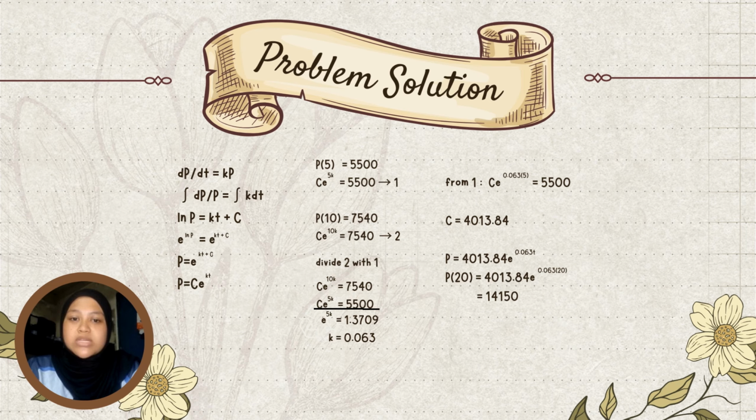Using these two equations, we divide them to eliminate the constant C and solve for k. This gives k equal to 0.063. After finding k, we substitute it back to calculate the constant C. Finally, we use the model to estimate the population at t = 20, which gives approximately 40,150.